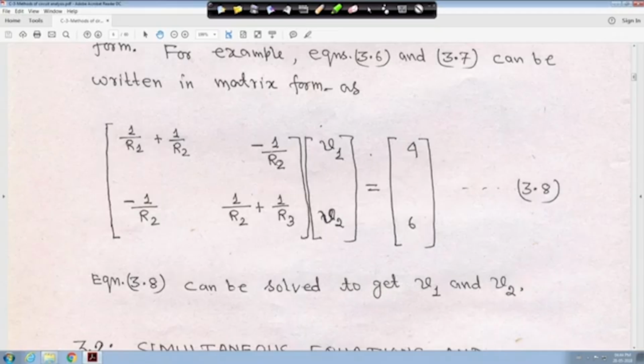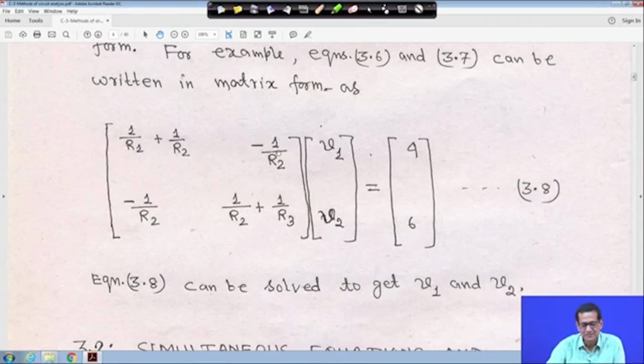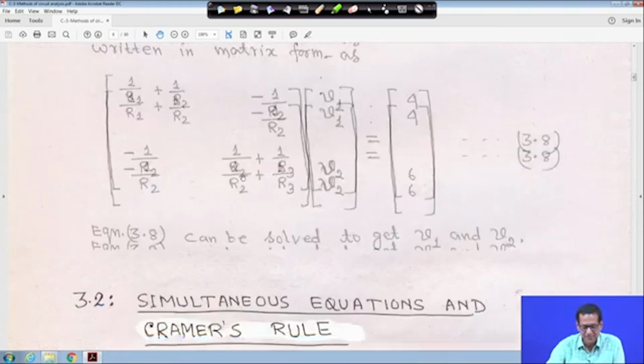Okay, so come back again. That's why these two equations you can write in the matrix form. So it is 1/r1 + 1/r2, and this is -1/r2, and here it is -1/r2, 1/r2 + 1/r3, [v1 v2] is equal to [4 6]. So these two equations can be solved.